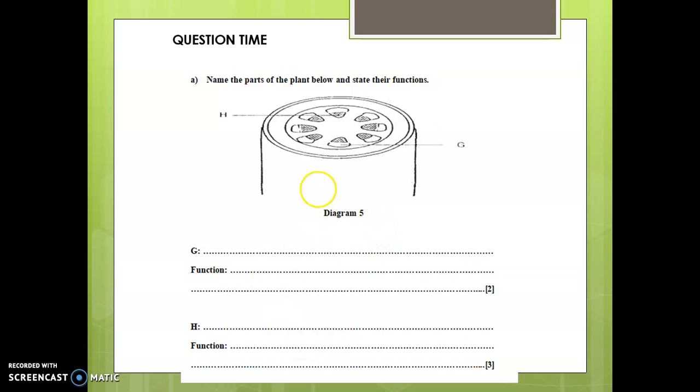The H will be the xylem tissue because they are located inside part. Okay, so xylem tissue you get 1 mark for H. And there are two functions there. One is to transport the water and the second one is to transport the minerals. So you will get 2 marks there. So in total, you get 3 marks for H. Okay, that's the way of answering.